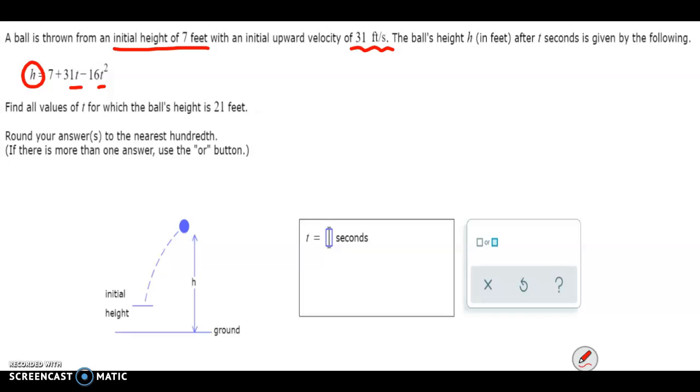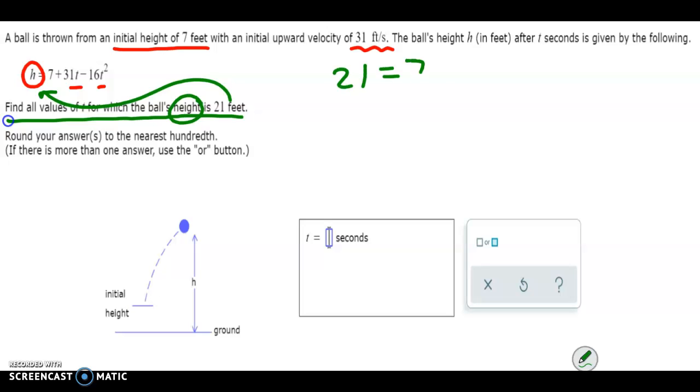Now, something I want us to be careful with here: first of all, you're plugging in this 21. They're asking you the question, find all values of t for which the ball's height is 21 feet. So you're plugging this 21 in for h. So what you're dealing with right now is 21 equals 7 plus 31t minus 16t squared.